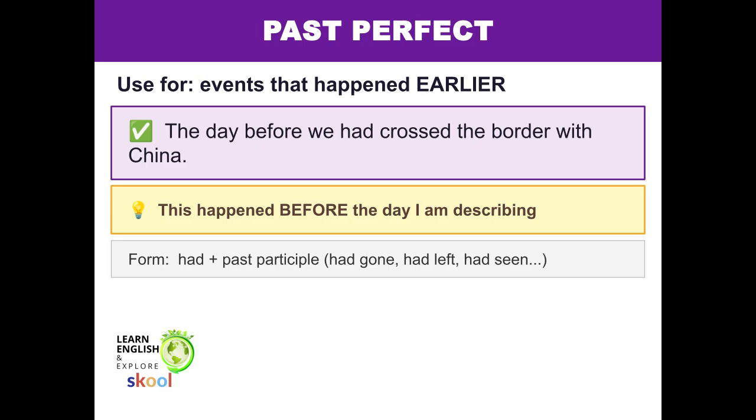Had crossed is the past perfect. So that's subject plus had plus past participle. And we use the past perfect to talk about an event that happened before the events we are talking about. So we crossed the border, and that was the day before the main events. Another example, I realized I had forgotten my passport. So I forgot my passport before I arrived at the airport.